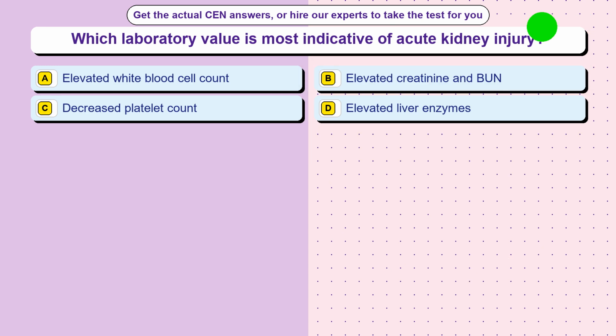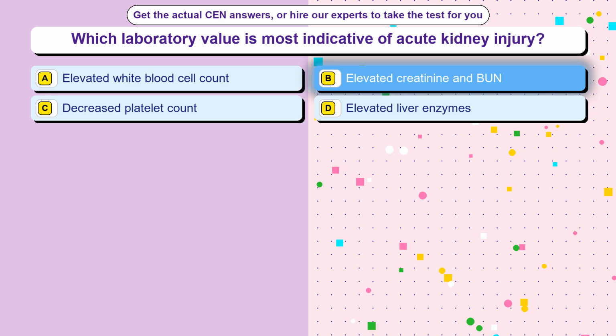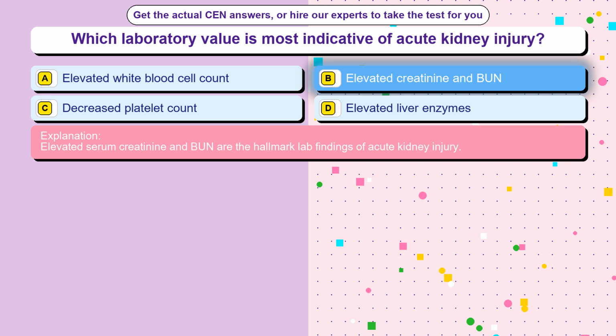Question 47. Which laboratory value is most indicative of acute kidney injury? Option A, elevated white blood cell count. Option B, elevated creatinine and BUN. Option C, decreased platelet count. Option D, elevated liver enzymes. The correct answer is option B, elevated creatinine and BUN. Elevated serum creatinine and BUN are the hallmark lab findings of acute kidney injury.